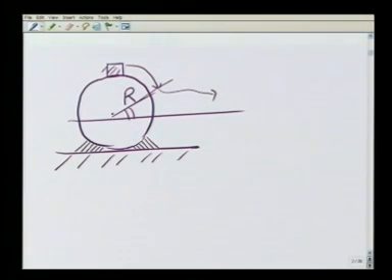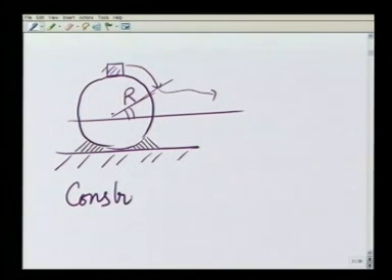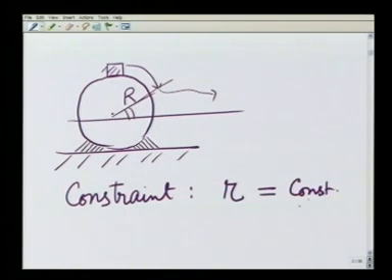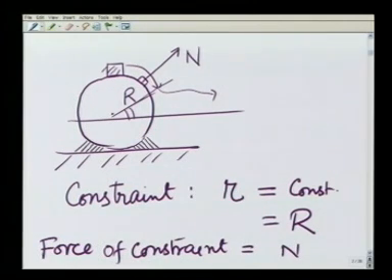I am choosing this particular problem because this will also give you some practice on using planar polar coordinates. So, to start with, again we identify what the constraints and forces of constraints are. The constraint on the moving block here is that the radius r is a constant, and this is equal to the radius R of the drum. The force of constraint then obviously is the normal reaction that the drum applies on the block.